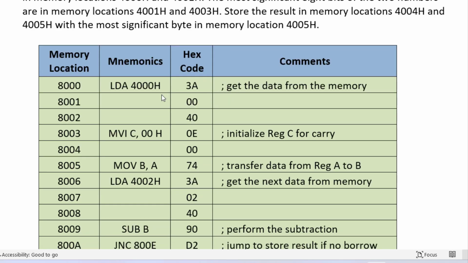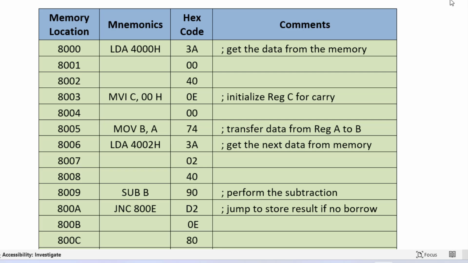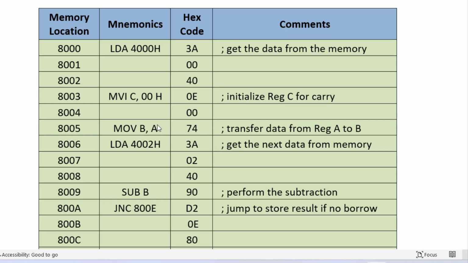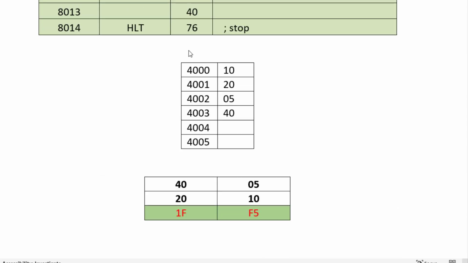So this is the particular program. We do this LDA 4000, then MVI C, and then use this program. I will show this working in the simulator, but first of all let us see what actually we have to perform. So for this particular case we will use this example. Let us assume that we have 10 stored at 4000, 20 at 4001, 05 at 4002 and 40 at 4003, and we'll get the result at these two memory locations.